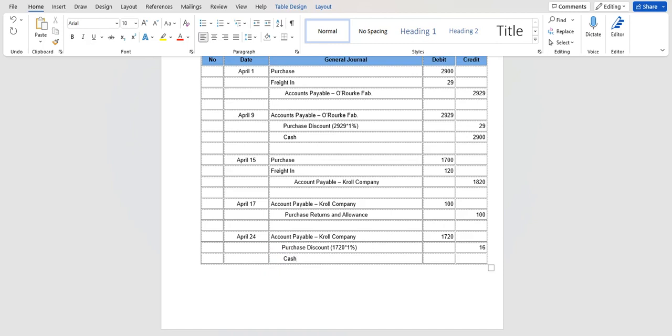And then we want to go and record the cash. We made the payment, so we're going to record the cash, less the discount, which leaves us at $1,702.80. Okay, so now Kroll Company is paid for that invoice. There may be other invoices on their subsidiary ledger that we haven't paid, but they were paid for that invoice. Okay, so that's how we're going to record our purchase returns and allowances along with any purchase discounts.